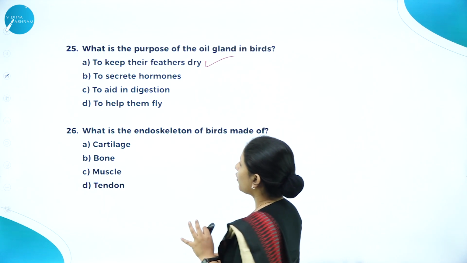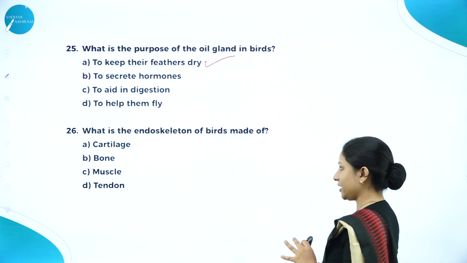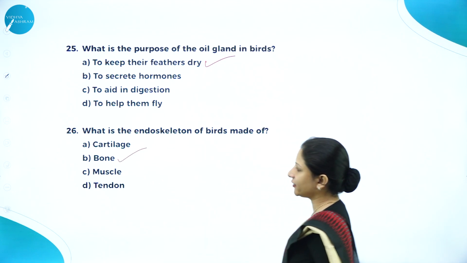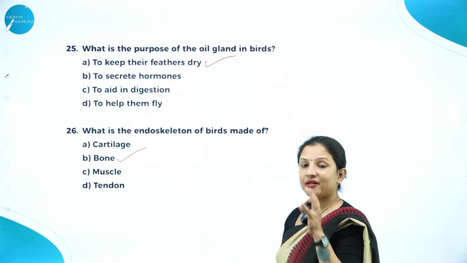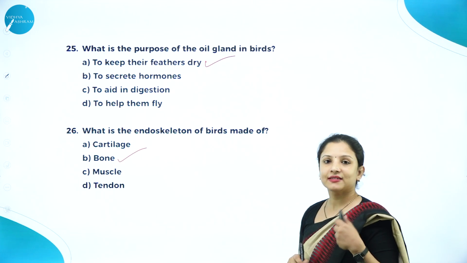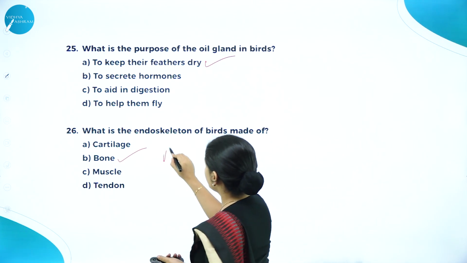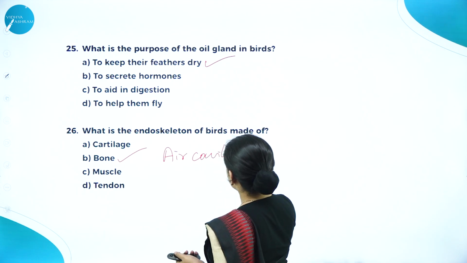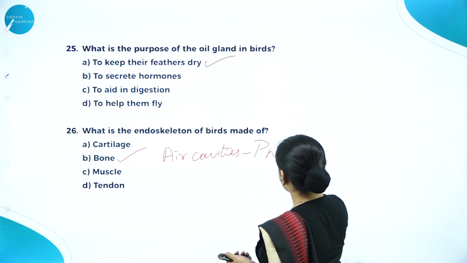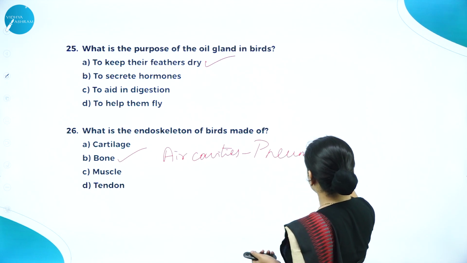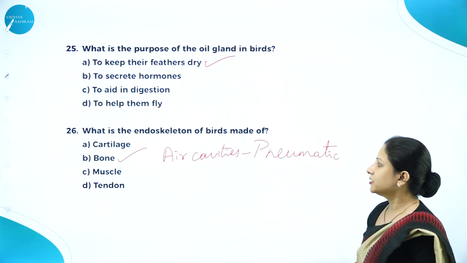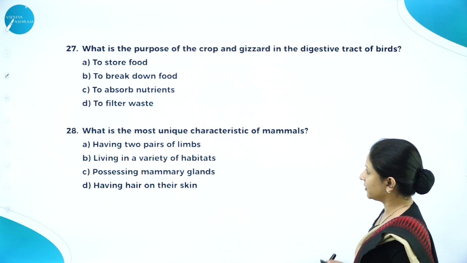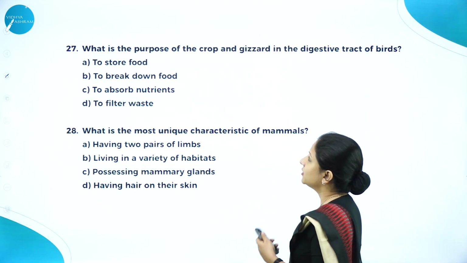So next question, what is the endoskeleton of birds made of? Cartilage, bone, muscle, tendon. It is made up of bone. The endoskeleton of a bird is bony, but they have hollow bones, meaning it is filled with air cavities, and therefore their bones are called pneumatic. P-N-E-U-M-A-T-I-C. It is called pneumatic. So if pneumatic is the option given, you can answer pneumatic there. Next question.